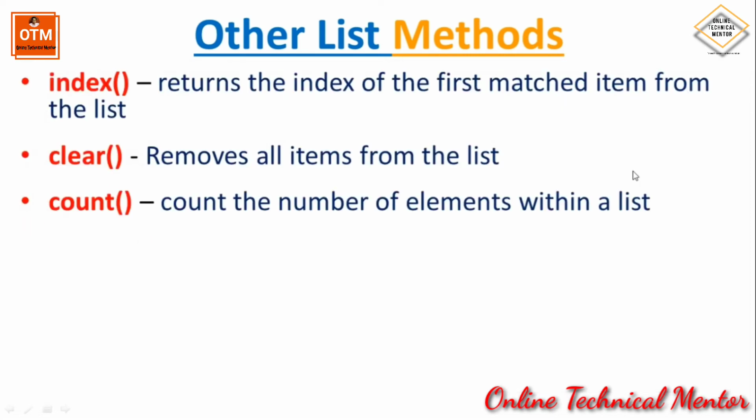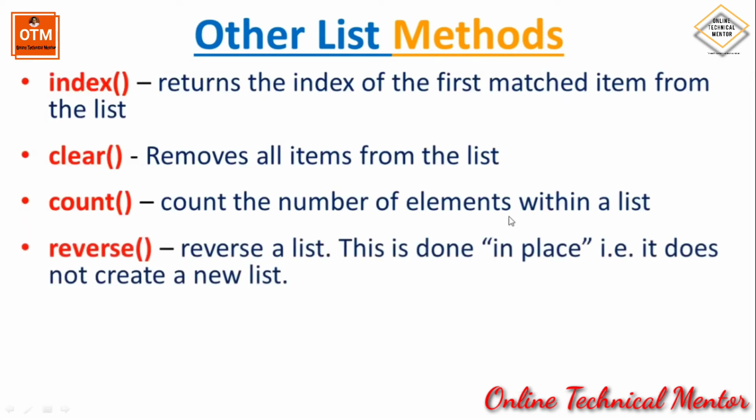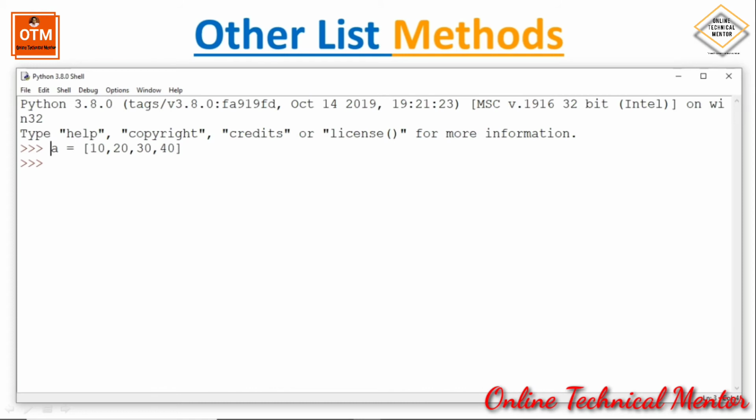The next method is reverse. It reverses a list. This is done in place, that is, it does not create a new list. So this is a list a which contains 10, 20, 30 and 40. Now if I write a dot reverse, then let me print the list. Look, 40 comes first, then 30, then 20, then 10. So by using this reverse method, you can reverse a list and it is permanent. It is not creating a new list.